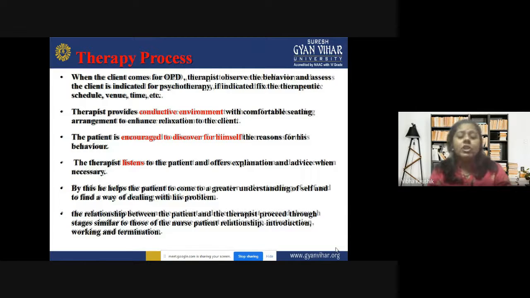The relationship between the patient and the therapist proceeds through stages. It does not mean that rapport between the patient and the therapist will be established immediately. It's not like that. The relationship proceeds through stages, similar to those of the nurse-patient relationship: introduction, working, and termination.